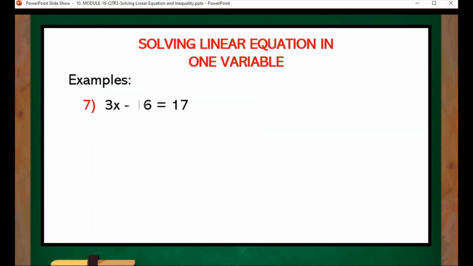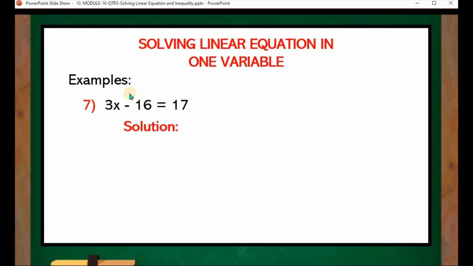Next! Ito naman. Kung mapapansin nyo dito, ang difference niya dun sa una nating example ay puro isang variable lang, walang kasama. Pero dito, may kasama na siya. So, magkakaroon tayo dito ng dalawang property na ginagamit. So, punta muna tayo sa unang step. Kailangan natin ma-isolate si variable.